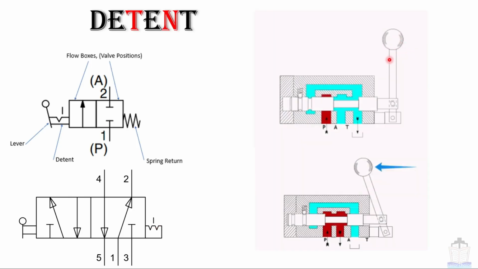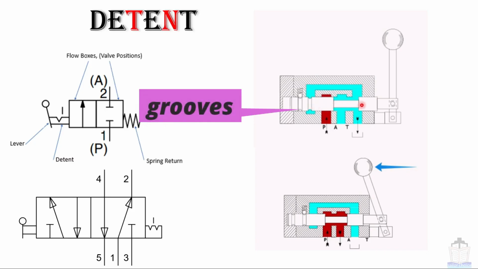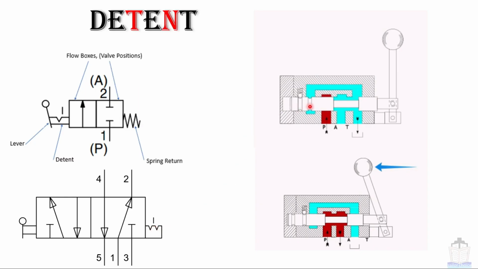This is a lever operated valve. In order to get detent in the valve, there are some requirements. First requirement is there must be grooves in the spool. If you want 2 position detent, then you need 2 grooves. If you want 3 position detent, then you need 3 grooves, and so on. Second requirement is a ball with spring, which holds the spool at one place. Third requirement is the spool should not be of a spring return type. You can see there is no spring placed over here. So these 3 requirements must be fulfilled in order to get the detent facility.